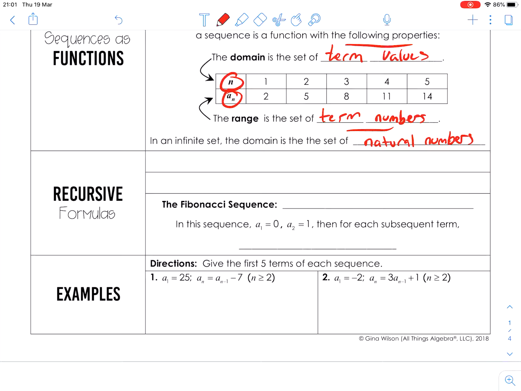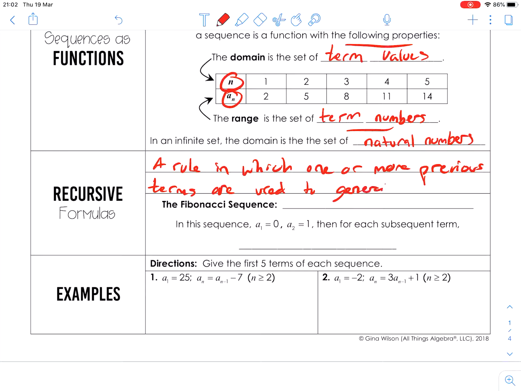First, let's talk recursive. A recursive is a rule in which one or more previous terms are used to generate the next term. So remember the Fibonacci sequence: 0, 1, 1, 2, 3, and so on. What it's saying is the previous terms are used to generate the next term.